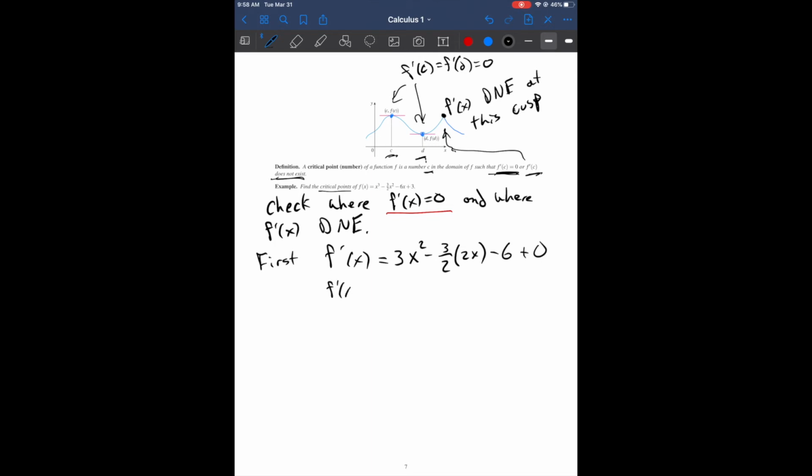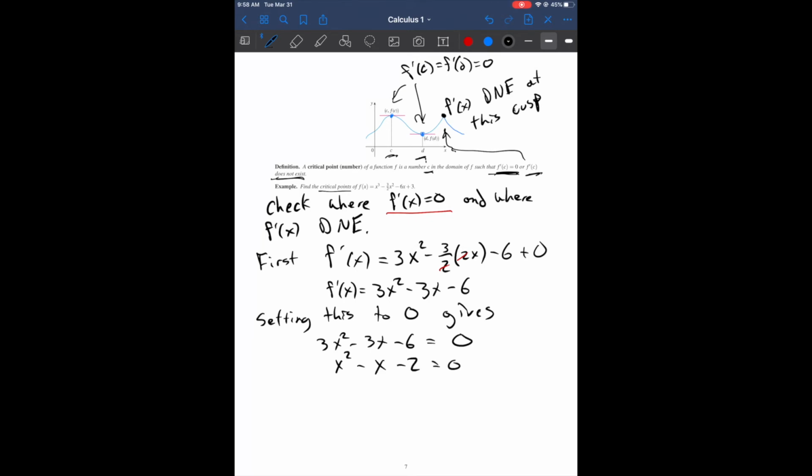Okay, so let's simplify a little bit. We have f prime of x equals 3x squared; these 2's are going to cancel. Then I end up with minus 3x, and then the minus 6. I won't write the 0. Now I want to set this equal to 0. Setting this to 0 gives 3x squared minus 3x minus 6 equals 0. Let's divide everything by 3 to simplify, so we get x squared minus x minus 2 equals 0.